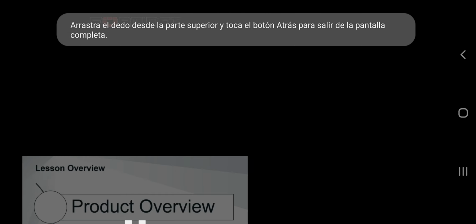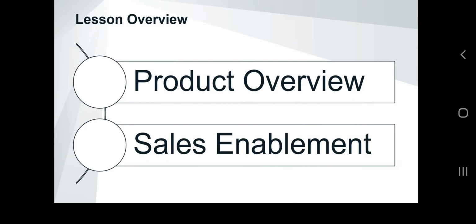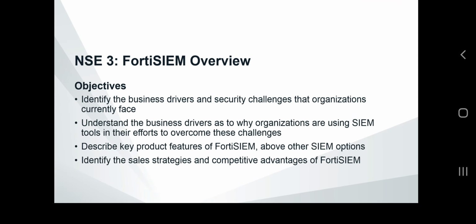These are the topics that we will explore in this course, beginning with a product overview. After completing this lesson, you should be able to identify the business drivers and security challenges that organizations currently face, understand the business drivers as to why organizations are using SIEM tools in their efforts to overcome these challenges, describe key product features of FortiSIEM above other SIEM options, and identify the sales strategies and competitive advantages of FortiSIEM.